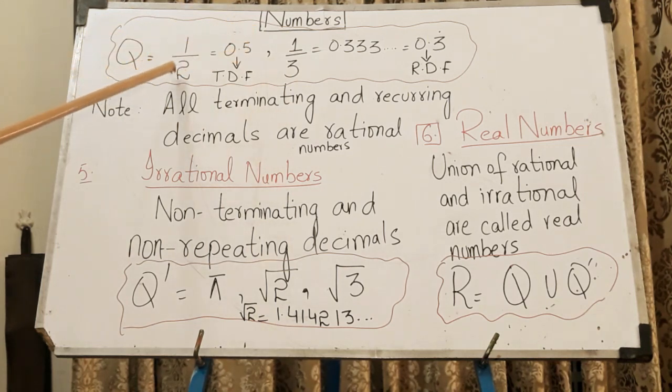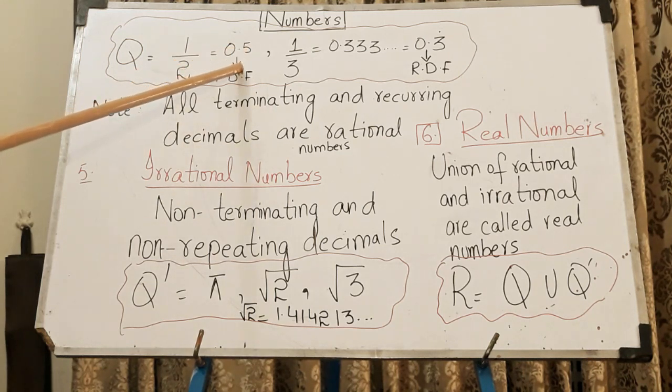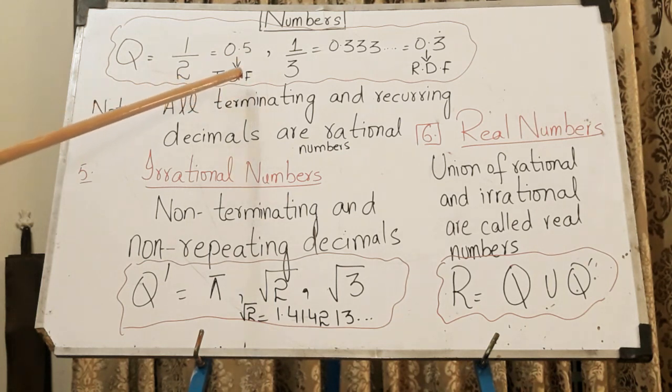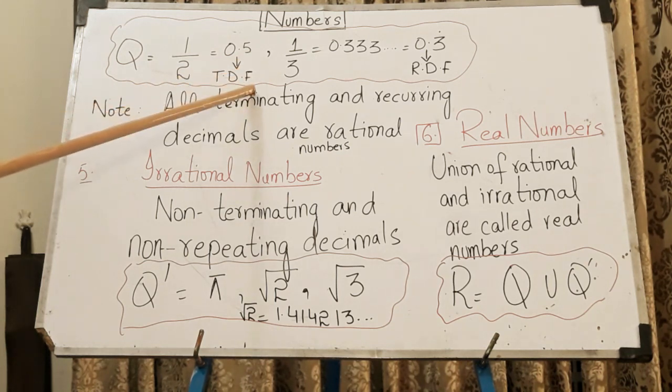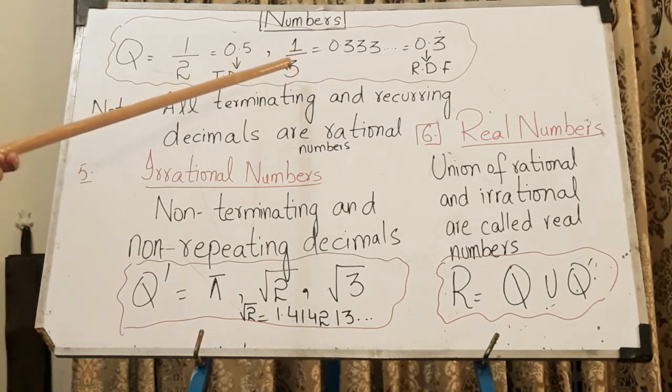Terminating means the fraction which, after converting it into decimal, will have a limited number of digits in its decimal part. For example, if I convert 1 by 2 into decimal, it becomes equal to 0.5. So it has only one number in the decimal part. So this TDF represents terminating decimal fraction.